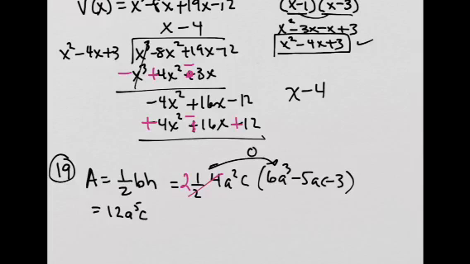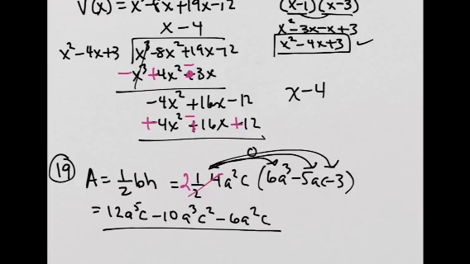Then I'm going to distribute that term here. Negative 5 times 2 is negative 10. A squared times a is a cubed, and c times c is c squared. Then I'm going to multiply this with a negative 3, and negative 3 times 2 is negative 6, a squared c. So this is the expression for the area of that triangle.